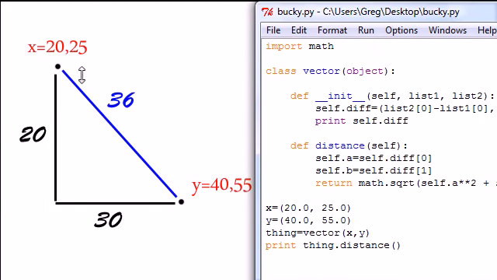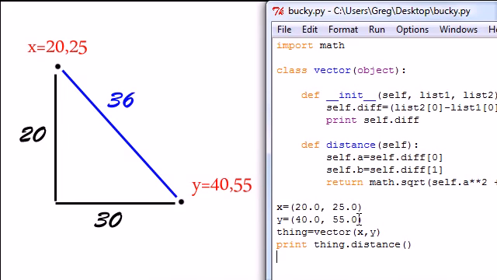Now I drew this little diagram because I thought it was easier to show you guys what's going on instead of just talking about it, since it can be kind of confusing. So I'll review what we did so far. The first thing we did is we build a coordinate at x, and that's this. We build it at 20, 25. The next thing we did is make a point at y, which was at 40, 55.